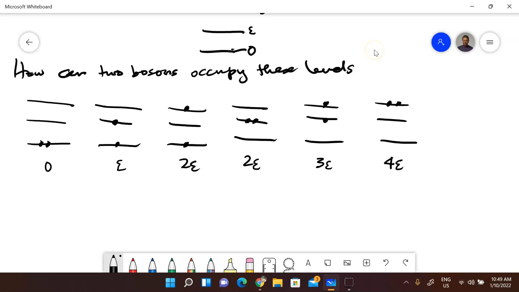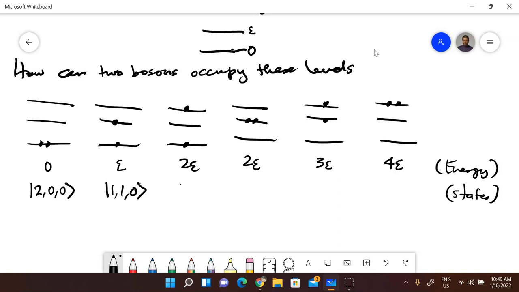Let me write down the states in terms of the occupation numbers. The occupation numbers here would be 200. Here would be 110. Here would be 101. Here would be 020. And here would be 011. And this would be 002. Okay, so these are all the occupation numbers.